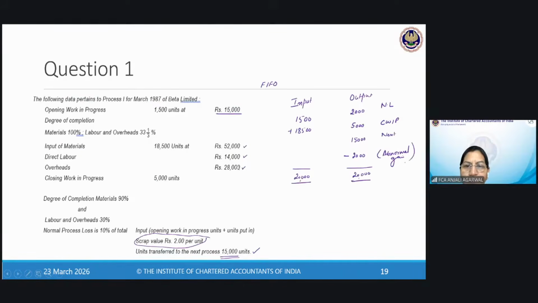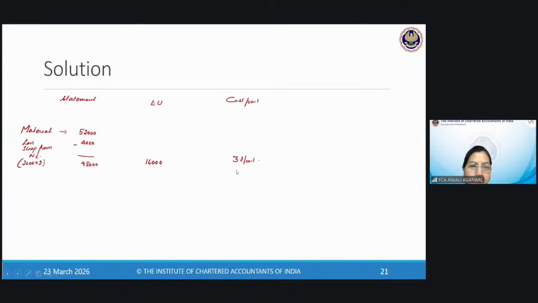Labor cost is 14,000, overheads is 28,000. Second is labor. Cost is 14,000. Equivalent units are also 14,000. So the cost comes out to be 14,000 divided by 14,000 units, 1 rupee per unit. Overheads, 28,000. Equivalent units for overheads are also 14,000. This will come out to be 28,000 divided by 14,000, 2 rupee per unit.